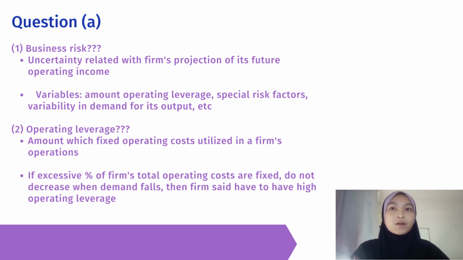Number 2. Operating leverage is the amount to which fixed operating costs are utilized in the firm's operation. If an excessive percentage of the firm's total operating costs are fixed and therefore do not decrease when demand falls, then the firm is said to have high operating leverage. Other things remaining constant, the greater a firm's operating leverage, the greater its business risk.